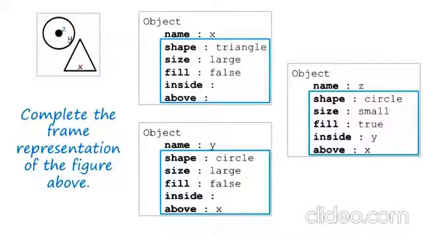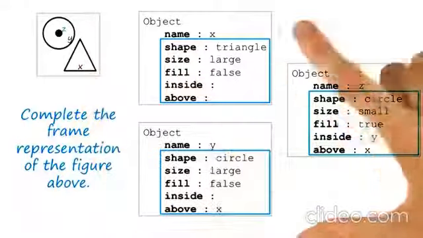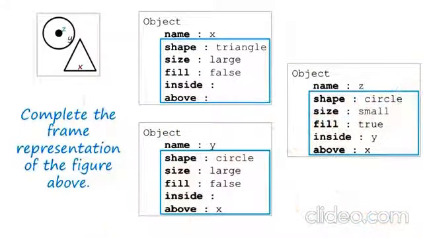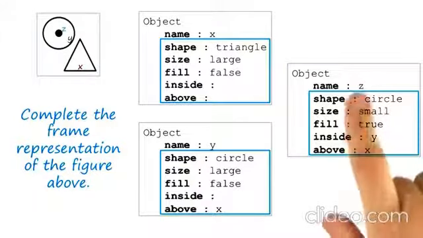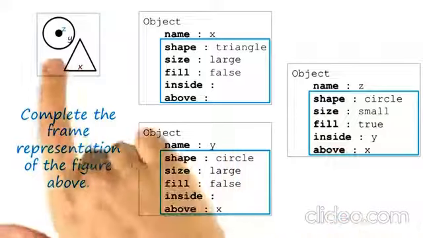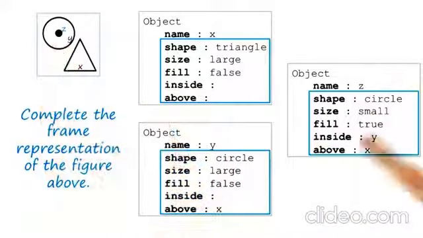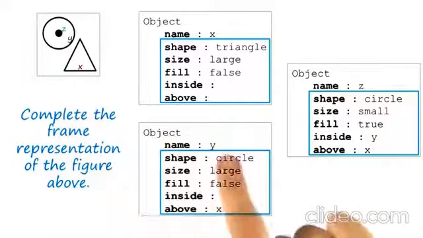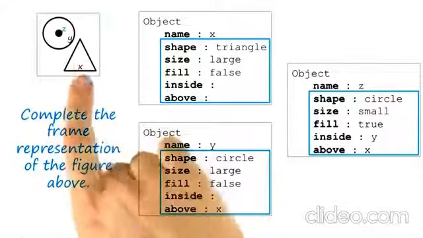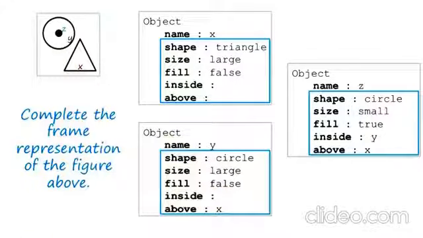David, were you able to write down the slots and the fillers? I was. So for object X, I have that it's a large triangle that's not filled in. For object Y, I have it's a large circle that's not filled in. And for object Z, I have that it's a small circle that is filled in. As far as the relationships go, in this case we have that Z is inside Y, Z is above X, and Y is also above X. Good, David, that sounds right to me.